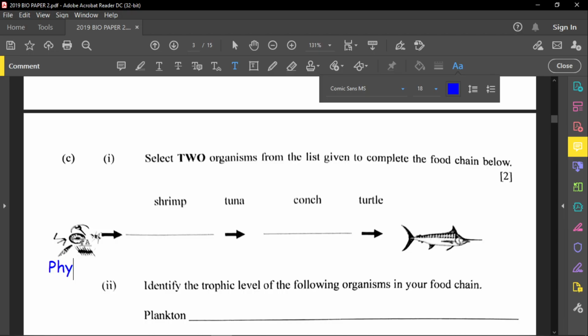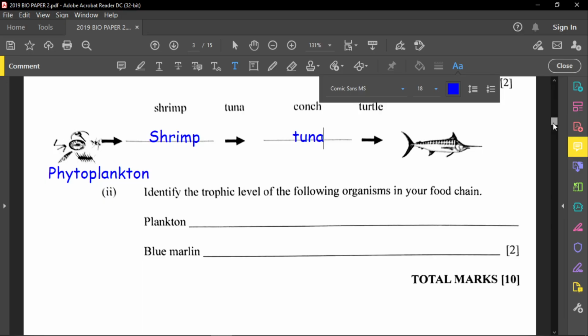Remember, we also have zooplankton. Zooplankton are animal-like. So phytoplanktons are plant-like, and so they are producers. And what will eat phytoplankton will be the shrimp. So the shrimp could be placed right here. And then what will eat the shrimp from the list up here, the tuna could eat the shrimp. And then the blue marlin will eat the tuna. So that completes the food chain.